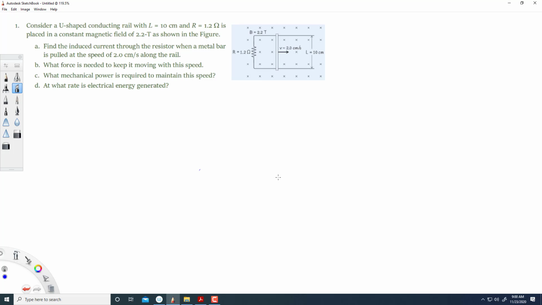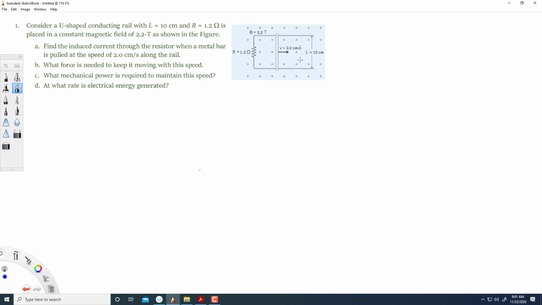There is a U-shaped conducting rail in a magnetic field, and the magnetic field is pointing into the page, or into the screen. You have a conducting bar which is being pulled to the right at 2 centimeters per second, and as a consequence you will have some motional EMF.